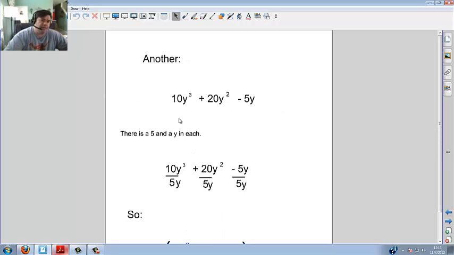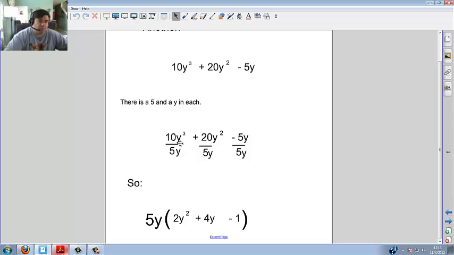Here's another. Take 10y cubed plus 20y squared minus 5y. Seems to me they all have a y. And they also have a 5. So if I divide everything by 5y, 10y cubed divided by 5y, well, 10 divided by 5 is 2. 3y minus 1y is y squared. 20 divided by 5 is 4. 2y minus 1y is 1y. And negative 5y divided by 5y is negative 1. So 2y squared plus 4y minus 1.